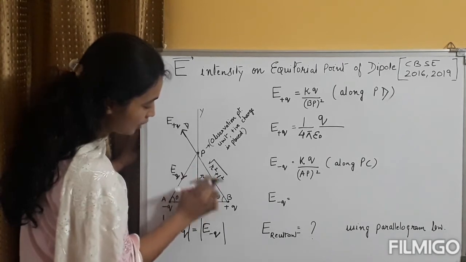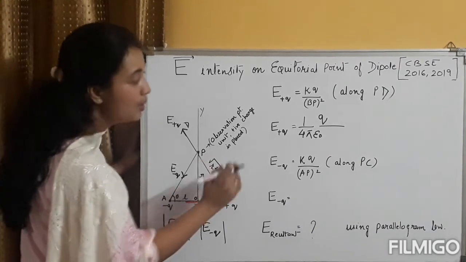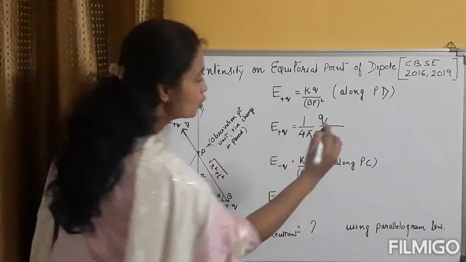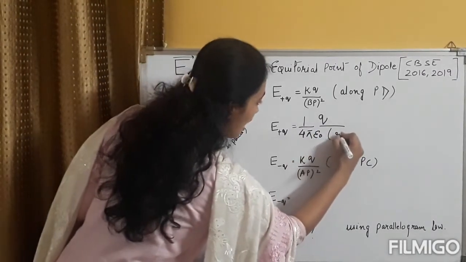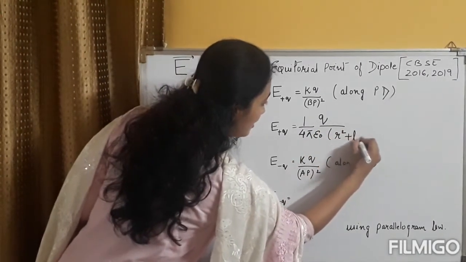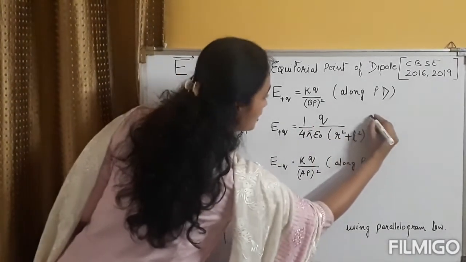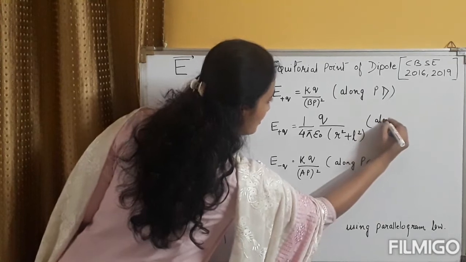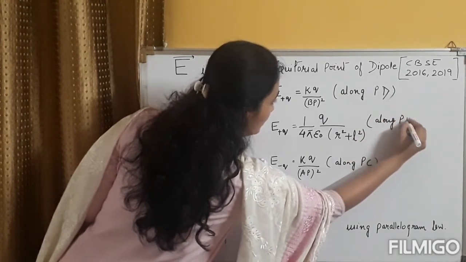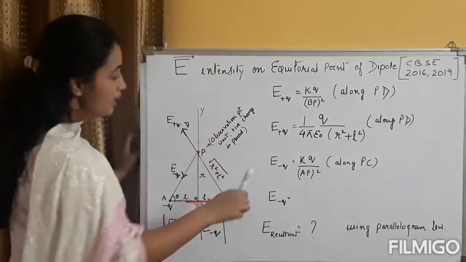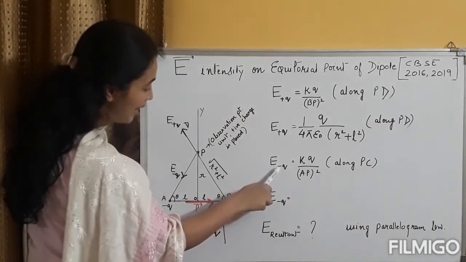BP is under root R square plus L square, and square of this term will eliminate the root. So what I will get here is R square plus L square. Only this much. Under root is eliminated. Direction remains the same. It is along PD. Fine. Now let us move on to the electric field due to minus Q.